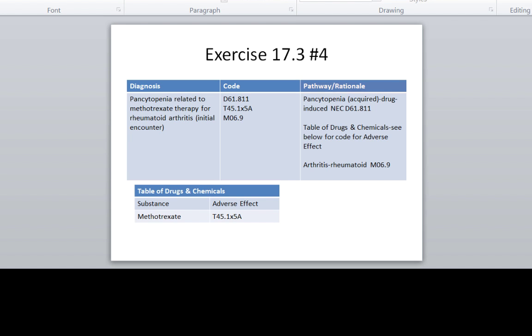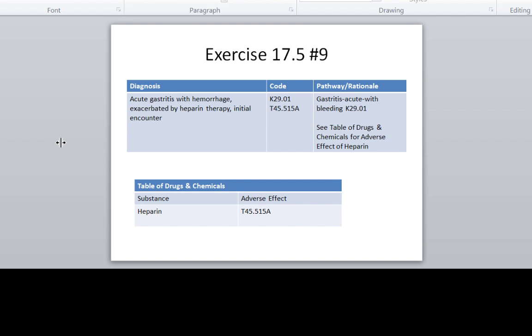Okay, here's our pathway. Pancytopenia, drug-induced, gives us D61.811. If we go to the table of drugs and chemicals, looking up the substance methotrexate, we get the T45 code, and then we look up our rheumatoid arthritis, and that gives us an M06.9 code. I'm not going to go back and forth as much because I think as you have become more familiar with the code book, I don't need to do that. And we can spend more time on actually learning information that leads us to the right code.